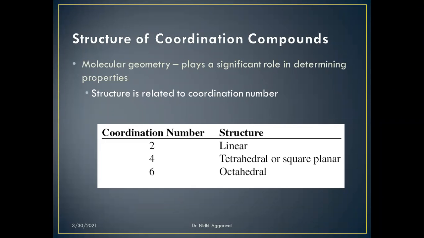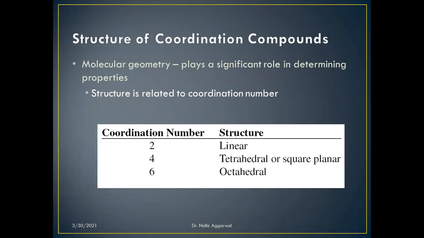Now the structure of coordination compounds. The structure of coordination compounds plays a significant role in determining its properties. That is, we can determine the properties of coordination complexes by their structure. Structure is related to the coordination number, that is, how many ligands are combined with the metal. That is the coordination number of the complex.